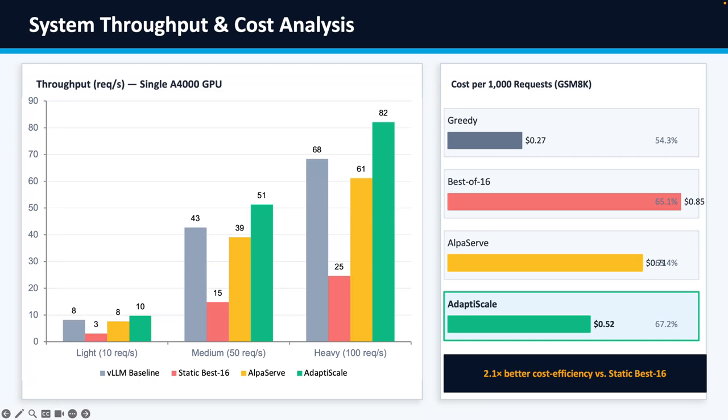The right panel shows cost per thousand requests at A4000 price of $0.76 per hour. Greedy decoding is the cheapest, $0.27, but sacrifices accuracy. The best of 16 costs $0.85 for 65.1% accuracy. Adaptive Scale achieves 67.2% accuracy, actually higher, at just $0.52. So it's a 2.1 times improvement in cost efficiency, or equivalently $0.33 saved per thousand requests at higher accuracy. For an organization running a million requests per day, this translates to a substantial infrastructure saving.